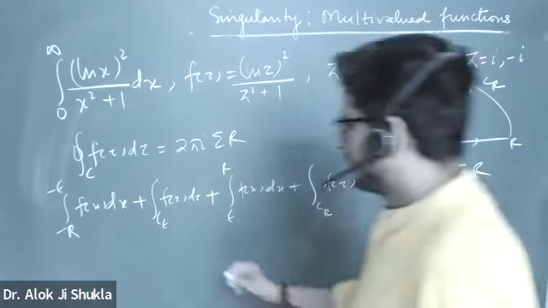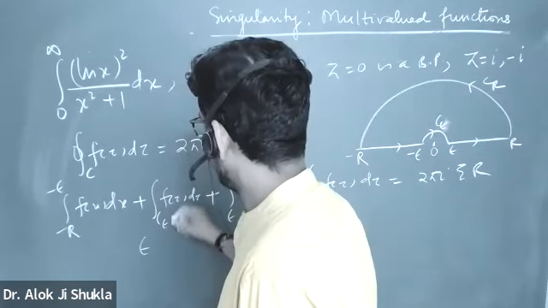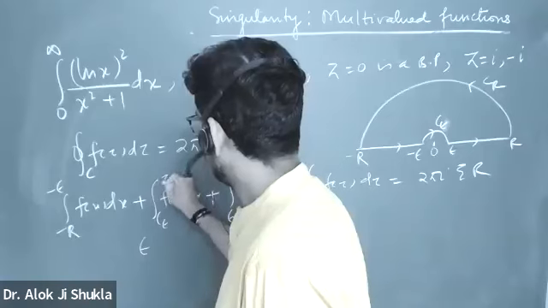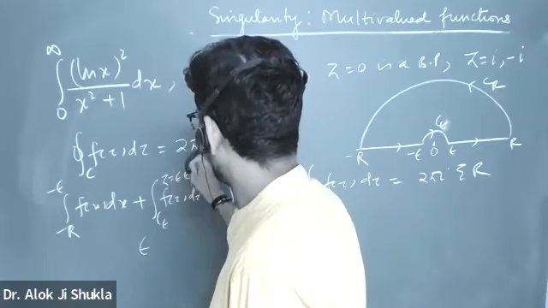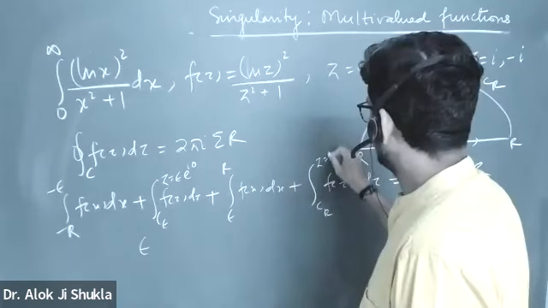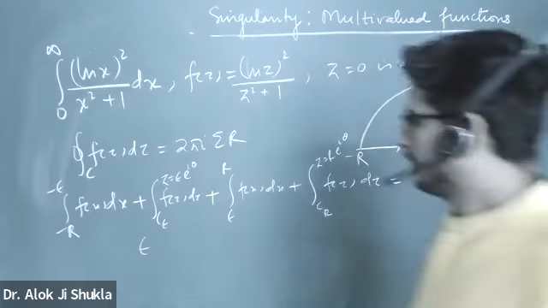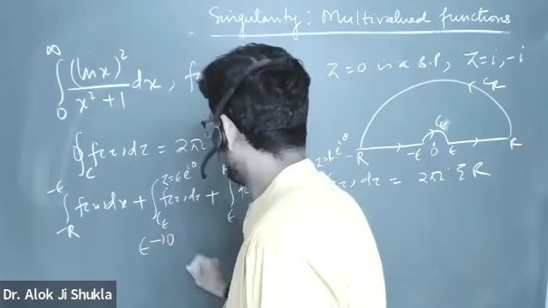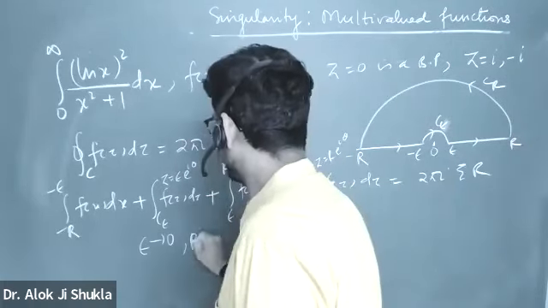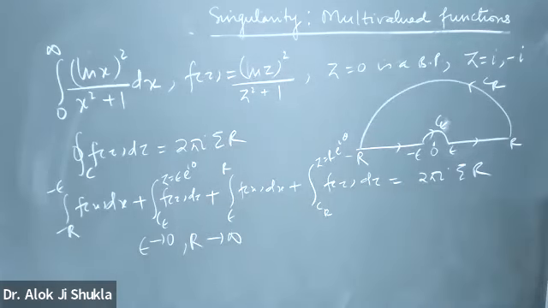Now what I have to do is I have to put epsilon. What is the equation of the circle here? Z is equal to epsilon e to the power I theta. And here Z is equal to R e to the power I theta. So I will put epsilon tending towards 0 here and R tending towards infinity in the above equation.